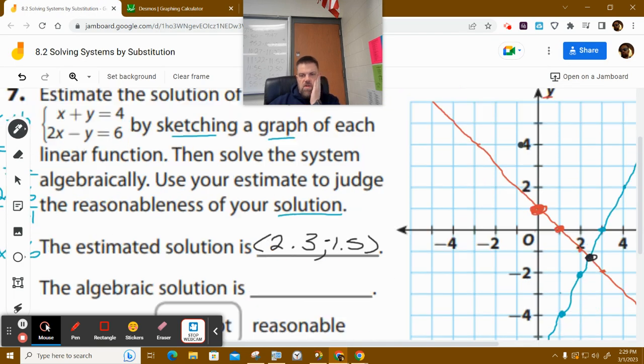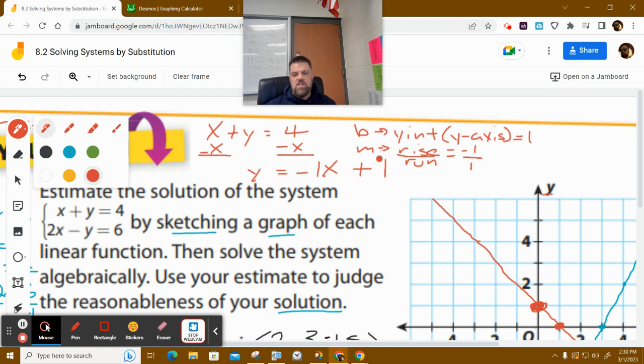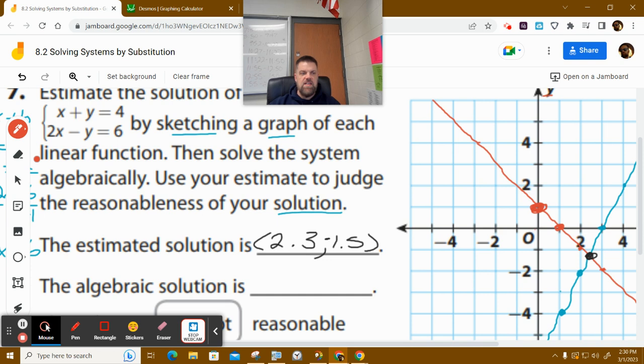Well, somehow we screwed up. So let's see where we screwed up. Somewhere we made, oh, you know what? I did it again. I made a mistake. Look at this. Guys, you really got to pay attention. This graph has a plus 4 because it's negative 1x plus 4. But my scatterbrain, I wrote it down wrong. So let's erase this graph.